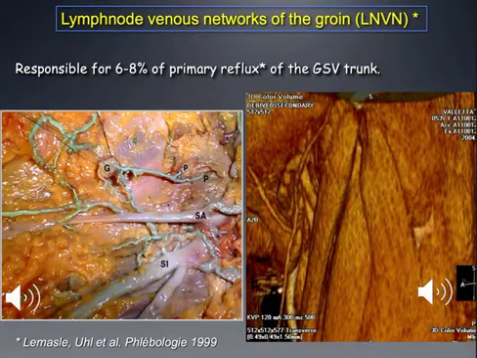You can see here on the left an anatomical dissection after latex injection of a fresh cadaver, showing very nicely these nodes which are crossed by the venous networks. They are also connected to the perforators, P, and connected to the great saphenous vein and anterior accessory saphenous vein.